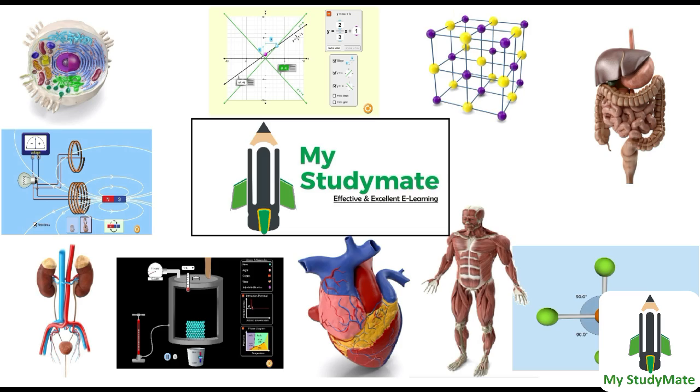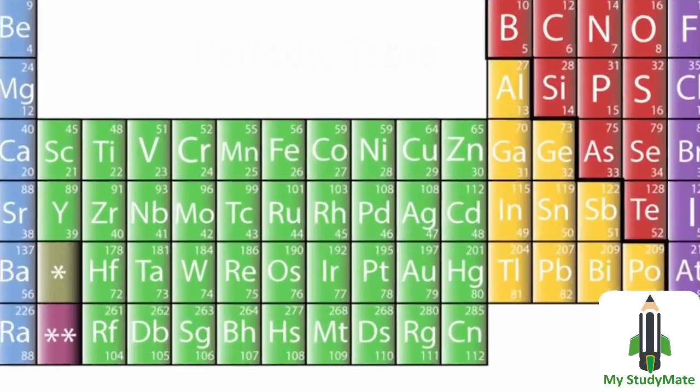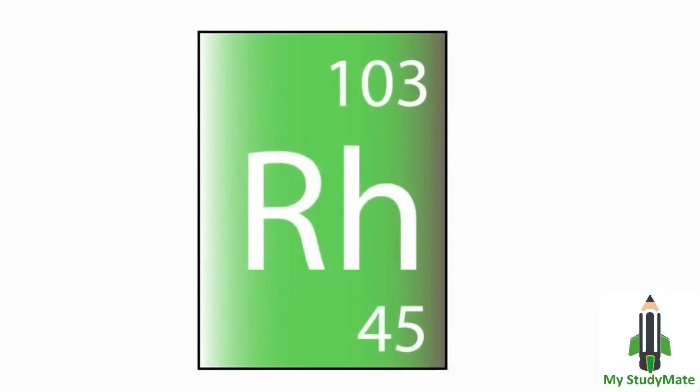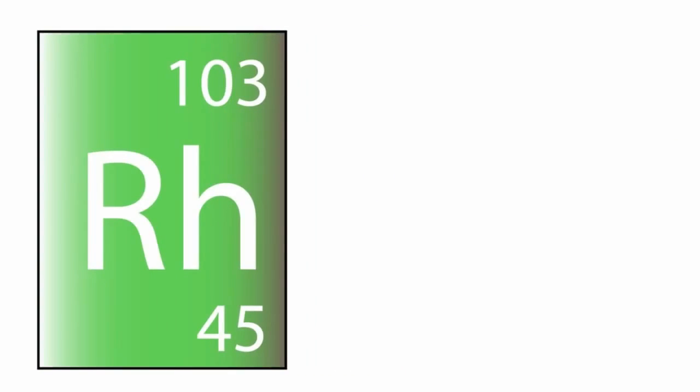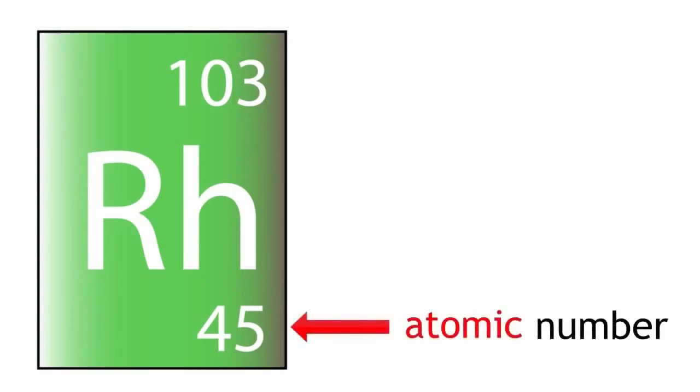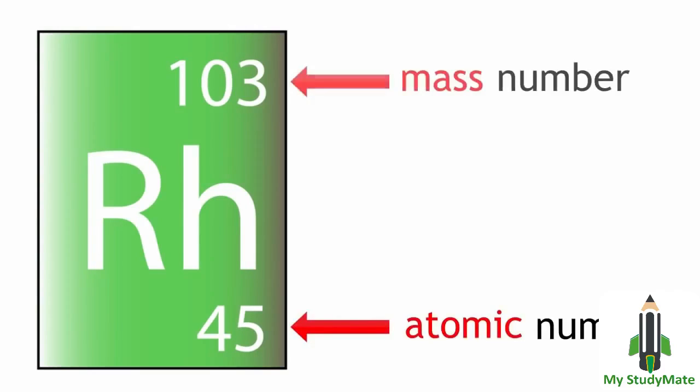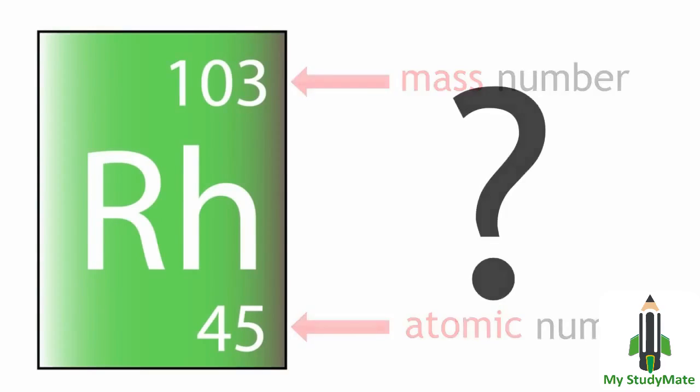When you look at the periodic table, you will see that each element has its own box, and within that box you will find two numbers, the atomic number or proton number and the mass number. But what do these numbers mean?